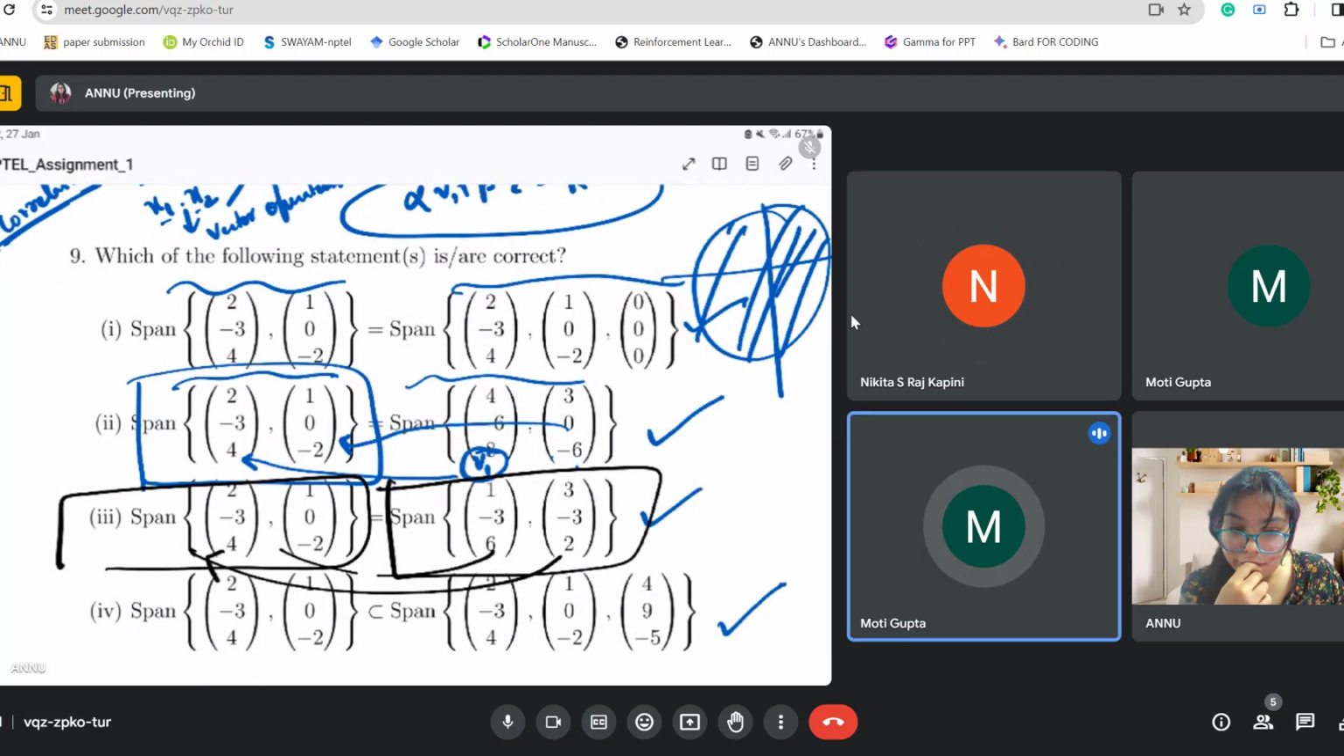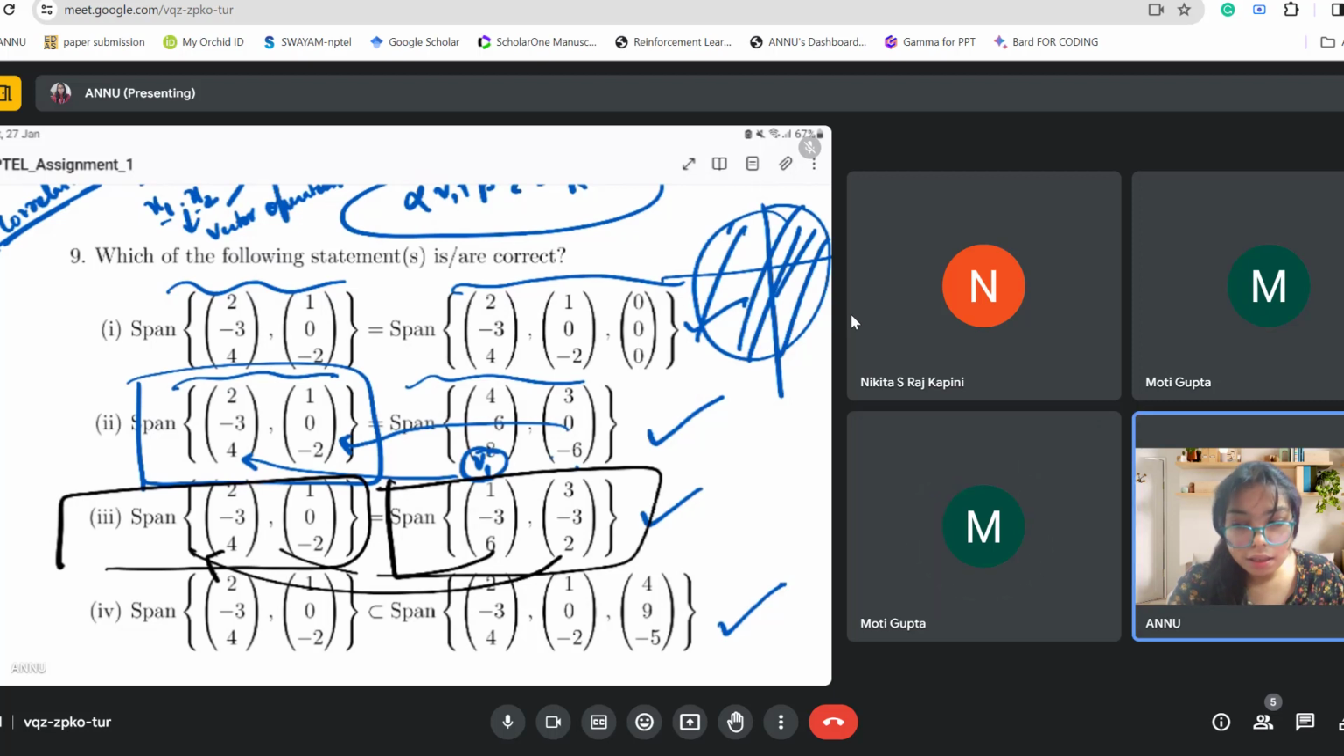Ma'am, maybe I could share my opinion on this. Like Nikita, what I did was, for the first span, 2, -3 and 4, and 1, 0 and -2. If you subtract those, you'll obtain the second thing's first vector, and if you add those, you'll obtain the second thing's third vector. So these are essentially linear combinations of these two things. Therefore, their span must be the same. That was a quick reasoning of mine.